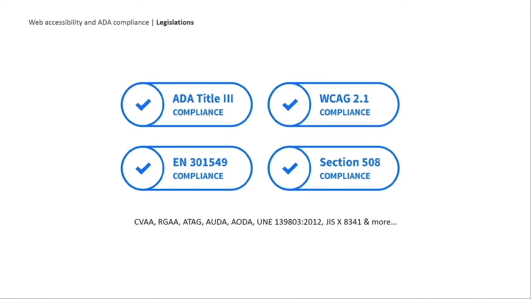The WCAG 2.1 at the AA level has been adopted as the global standard for web accessibility, acting as the benchmark in legislation such as the ADA Title III, Section 508, AODA, European 301549, and many others.